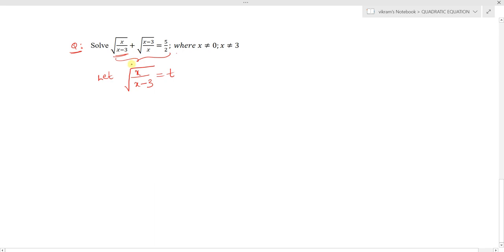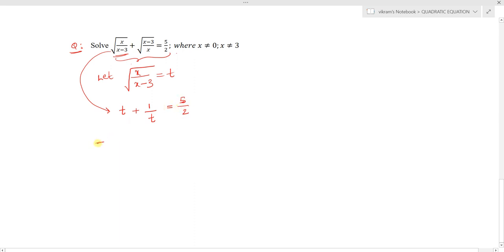If it is t, then we can write the equation as t plus the reciprocal of this one, which is nothing but 1/t. What is 1/t, the reciprocal? 1/√(x/(x−3)) can be written as √((x−3)/x), and which is equal to, as the condition is given, 5/2.